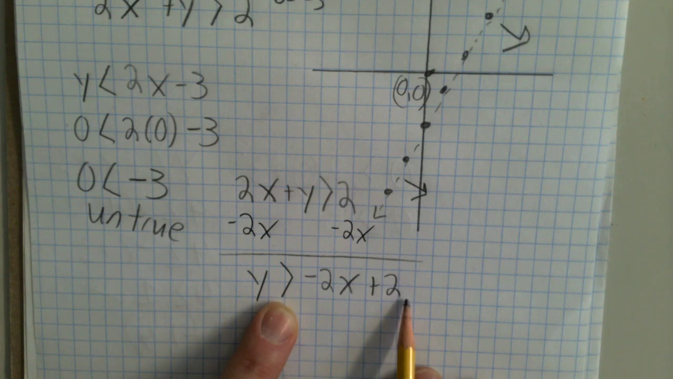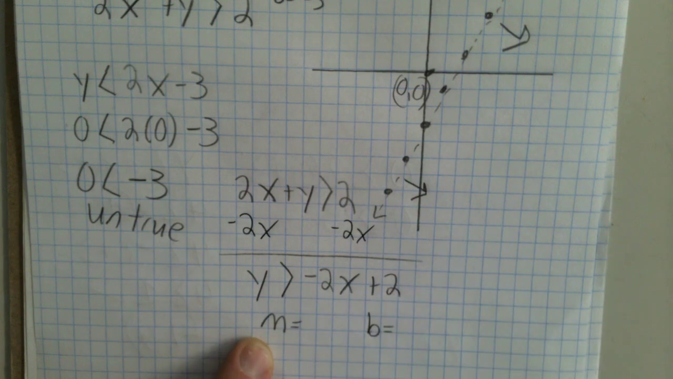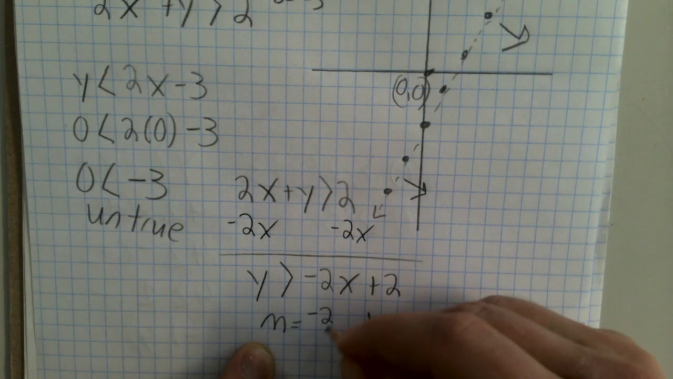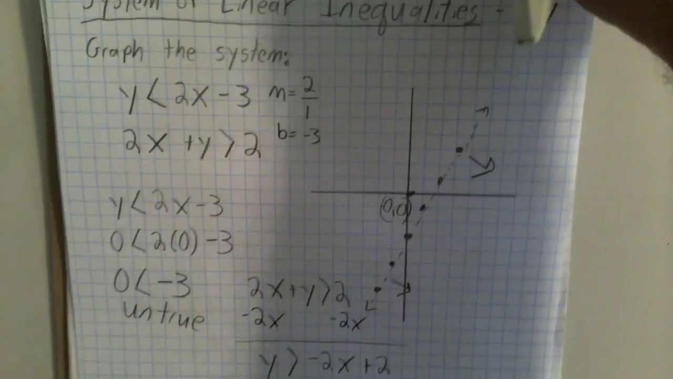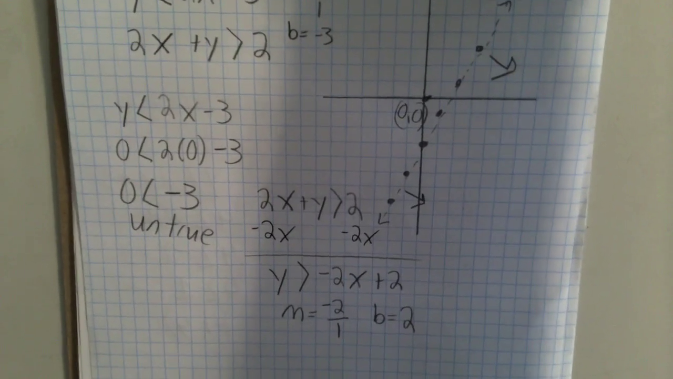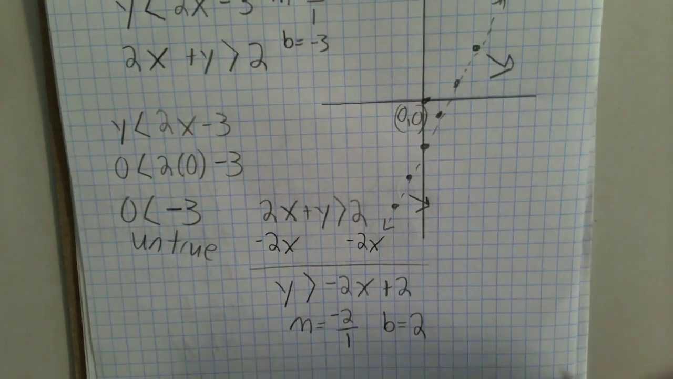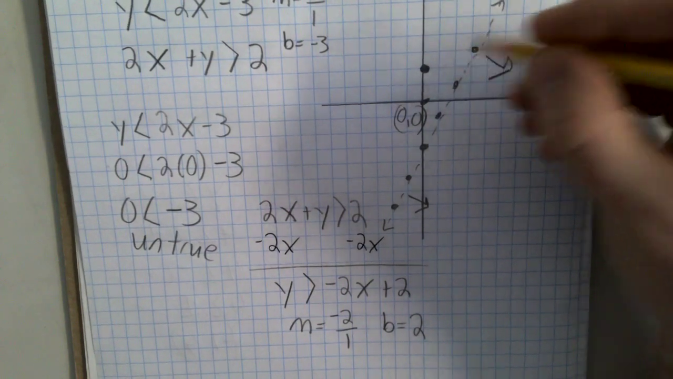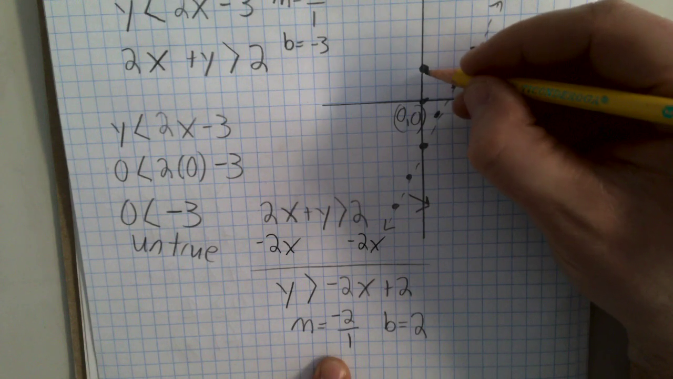Everyone go with that? Okay, let's graph it. What's my slope? What's my y-intercept? Your y-intercept is 2 and your slope is negative 2 over 1. Beautiful. Let's go back to our graph. What's b? B is positive 2. Maybe use another color. You could do it in another color.